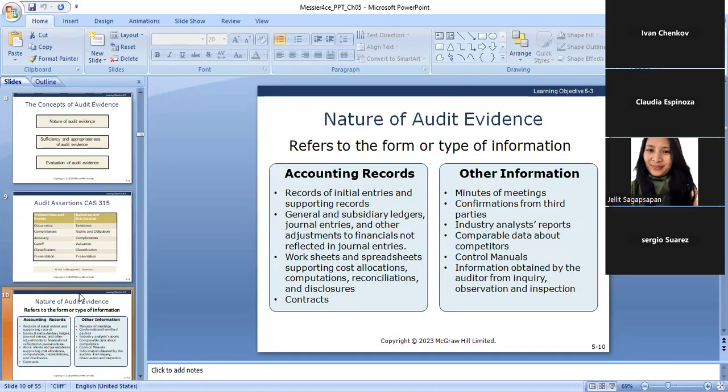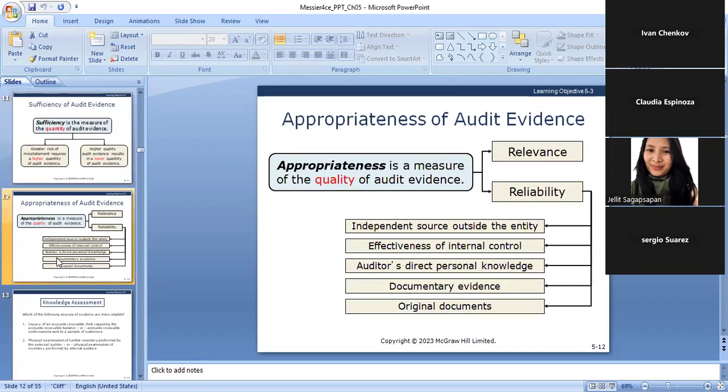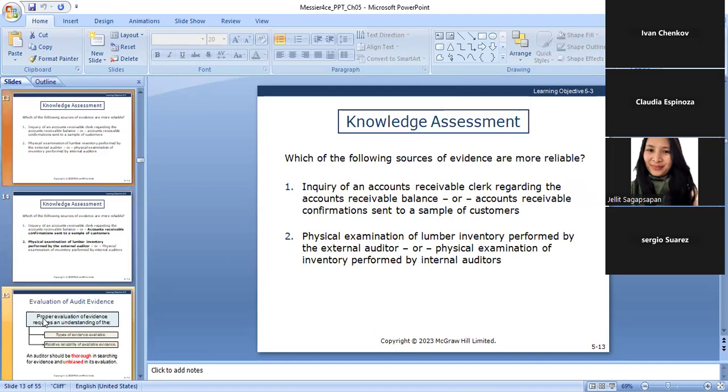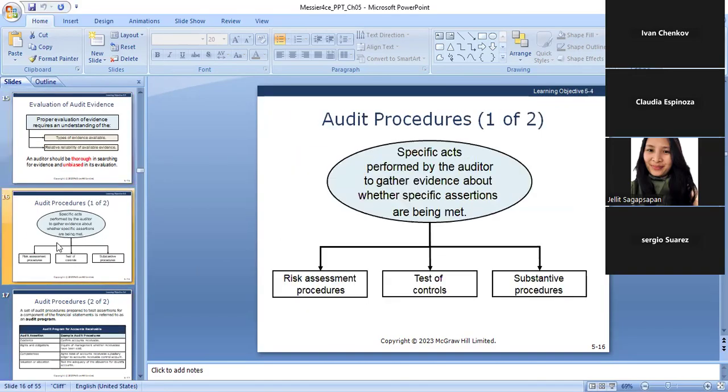And then we're going to start with the nature of the audit evidence, which one is sufficient, which one is deficient, which is higher, which is lower. Relevance and reliability. We're going to start talking about the quality of the audit evidence. Then we're going to see the proper evaluation of the evidence. Then we're going to see how we're going to do audit procedures.